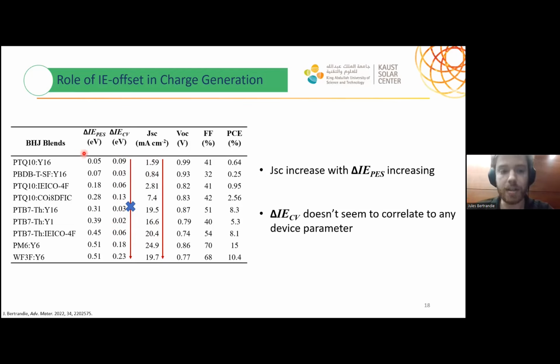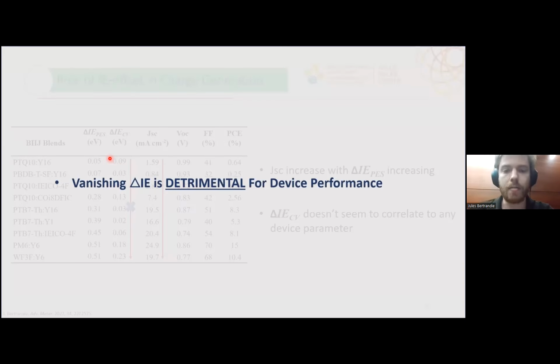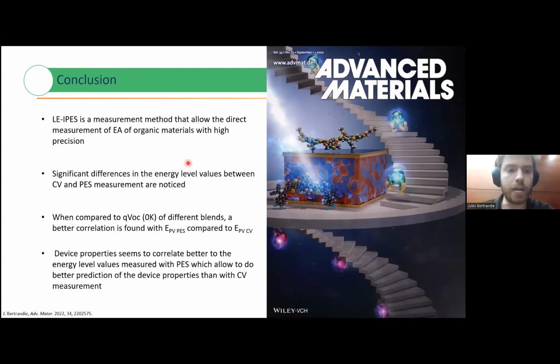So you can see here that this is another clue that in the case of the CV, we cannot correlate to the device property, compared to the PES values. One thing that is very important is that with the PES value, the low delta IE is detrimental for the device performance.